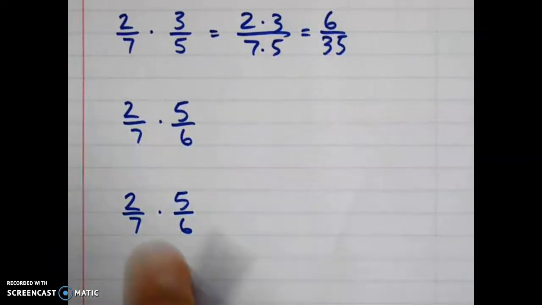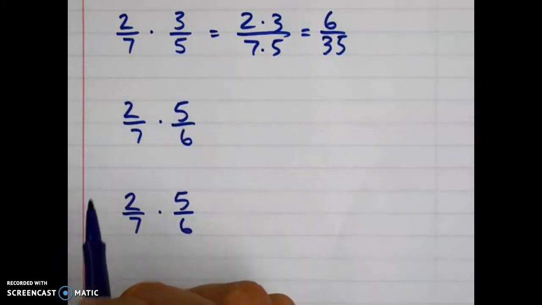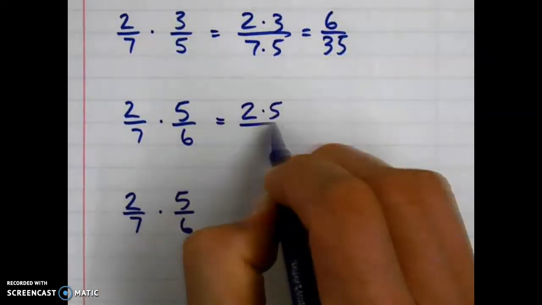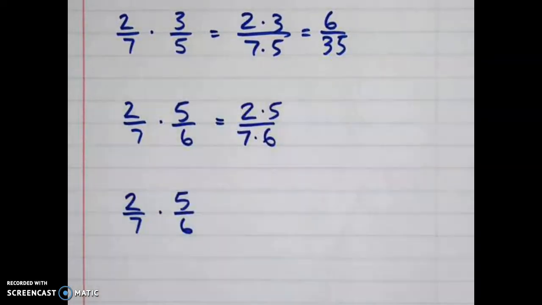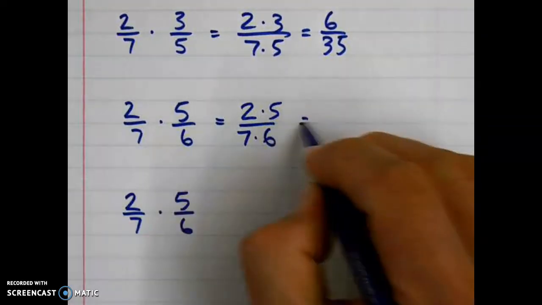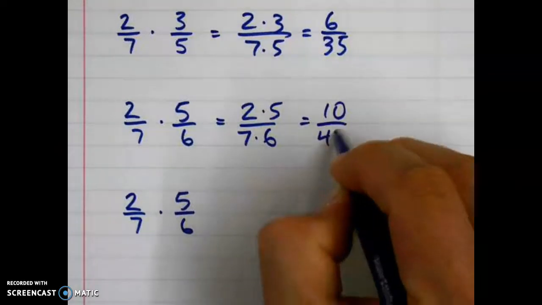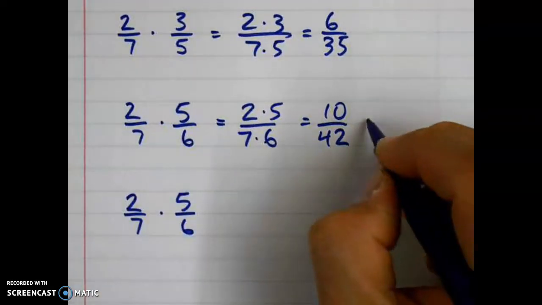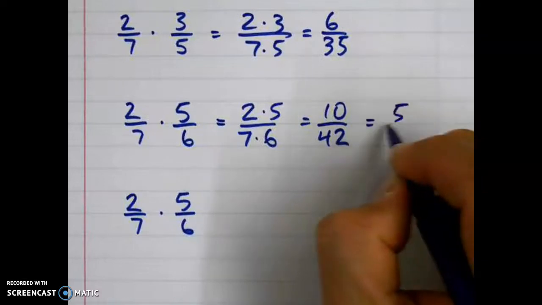Alright? Now, the second question, same as the first. You multiply the tops, and you multiply the bottoms. So we have 10 over 42, but there's a problem. We can simplify. Okay, so what can we divide the top and the bottom by? Divide by 2, divide by 2. We have 5 over 21.